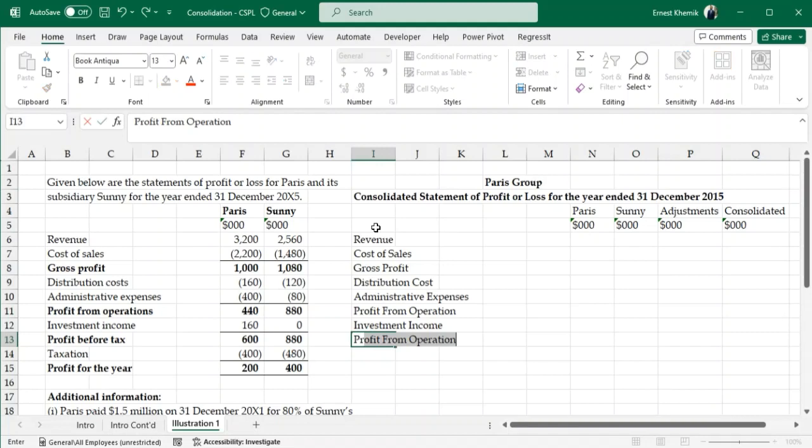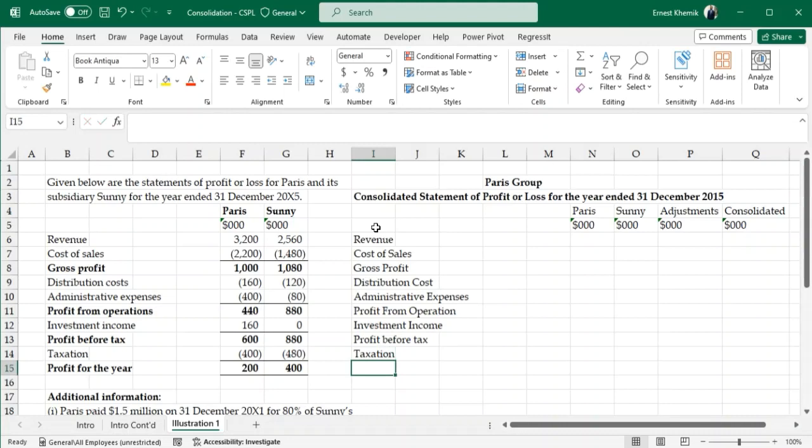And then we also have the profit before tax, and we will have taxation or the tax expense. So we'll have our taxation here, and then finally we'll have the profit for the year. In this particular example, we don't have other comprehensive income. If we had had that, we would have brought it here, other comprehensive income, and then usually we'll have a revaluation gain or revaluation surplus there as other comprehensive income, and then we'll have our total comprehensive income.